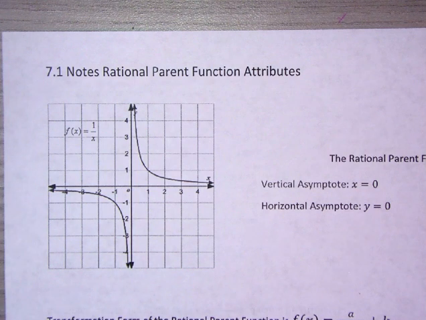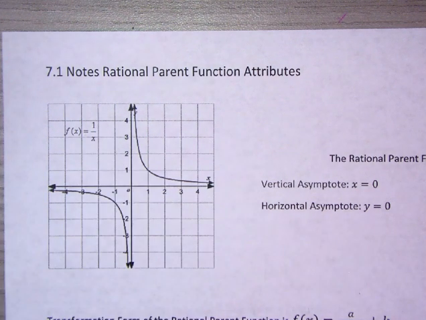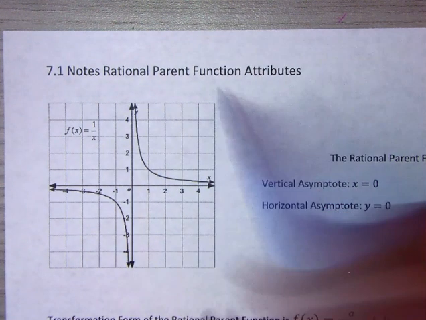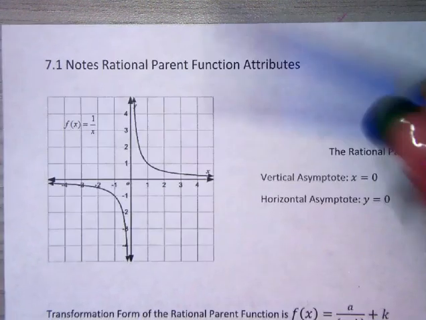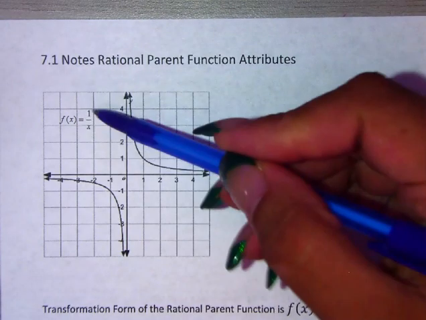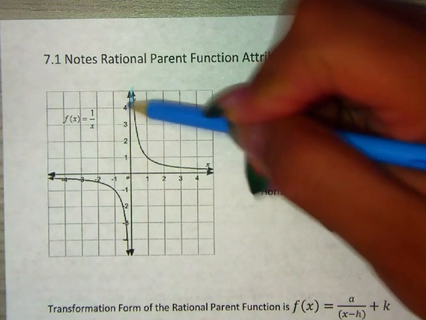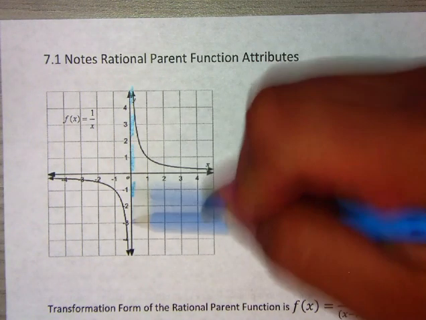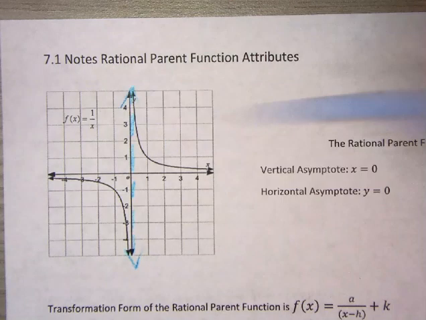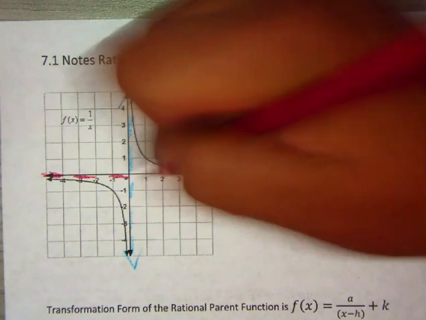Hey students, in this video I'm going to summarize what the notes of 7.1 were about, which was introducing you to rational parent functions. The rational function looks like this when you first graph it, 1 over x. And initially what you want to see is that you have two asymptotes. You have a vertical asymptote at the y-axis, and then you have a horizontal asymptote at the x-axis.